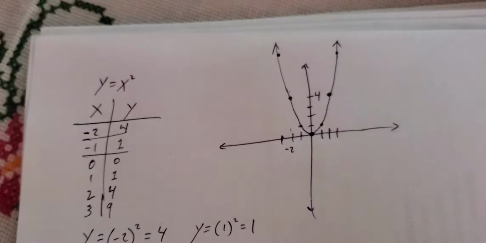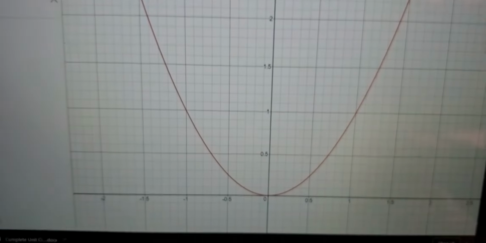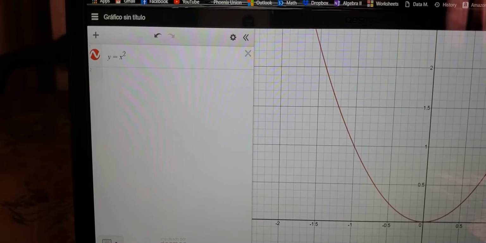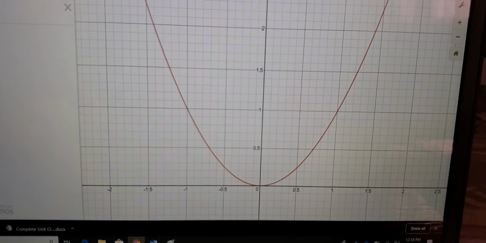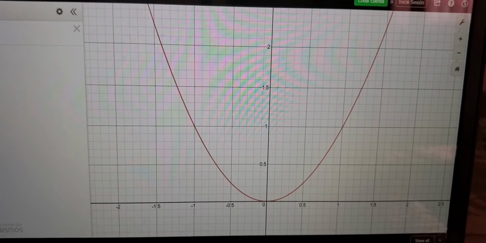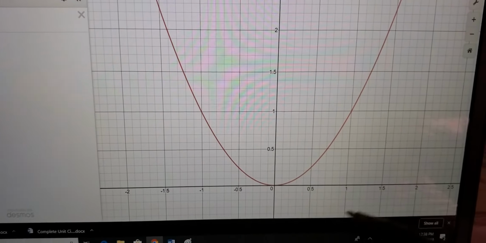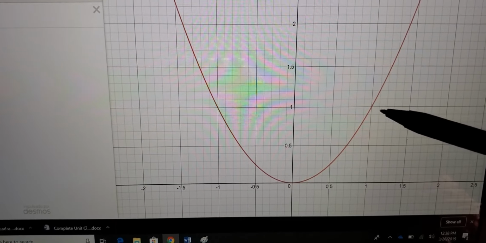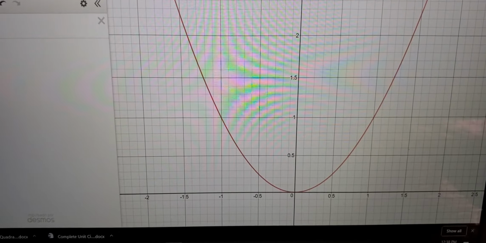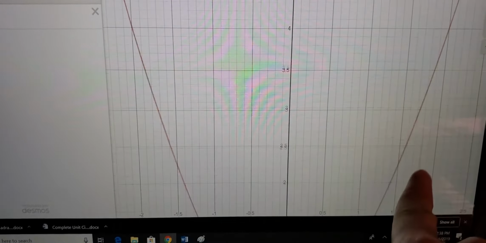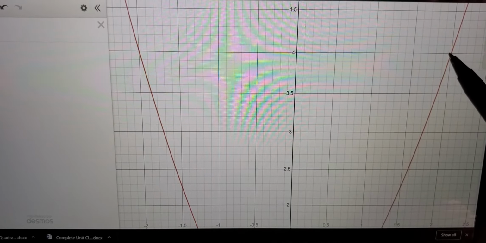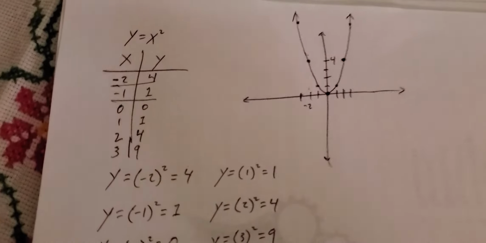So here I graphed it in the Desmos site. The graph of y equals x squared, and there's the graph, precisely how we got it on the paper. We see that at +1, the graph is up 1. At 2, well, the graph should be at 4. Let's see if it's actually at 4. So here's 4, that was 1, 2. So we got this. This is how the graph is supposed to look, and that's one way to graph it.